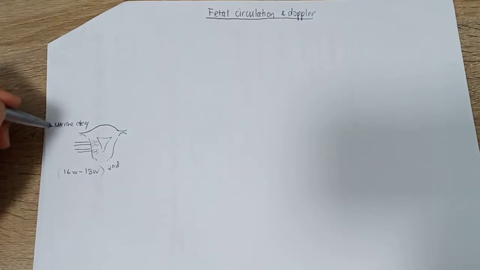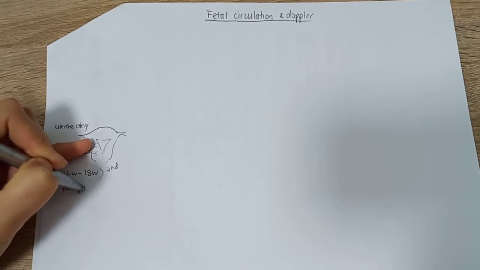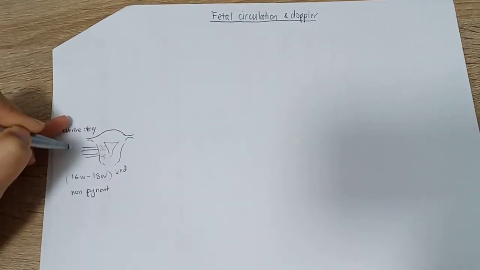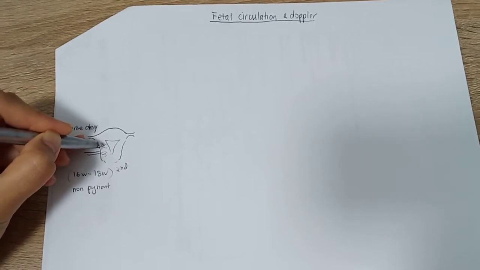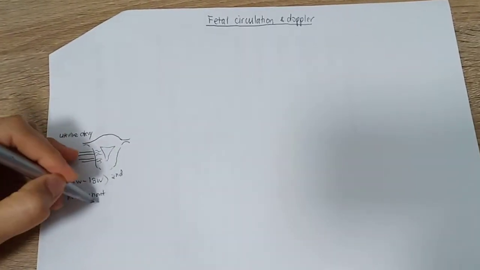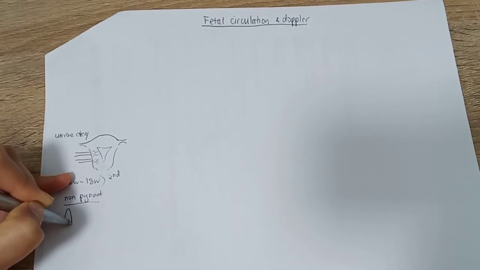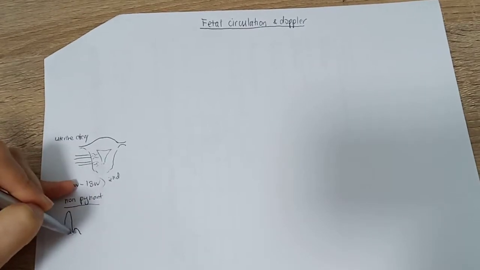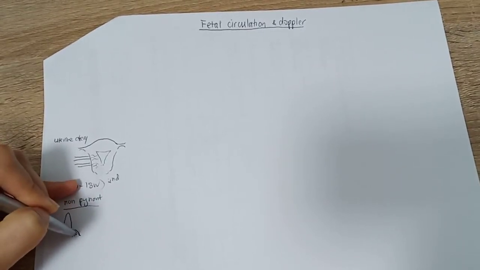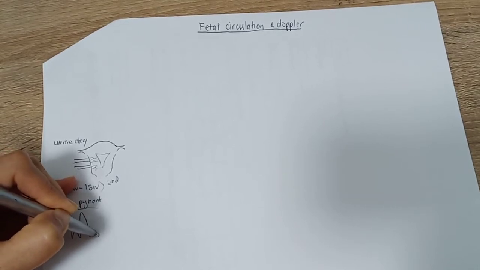So what happens is that in a normal non-pregnant lady, the uterine artery is something that we can measure, and it represents the spiral artery. In a non-pregnant lady, usually the uterine artery Doppler will show a very high systolic and a low diastolic. So there will be a notching here.